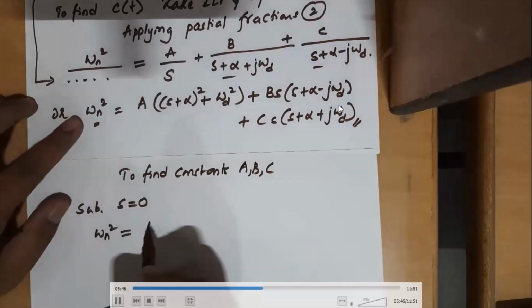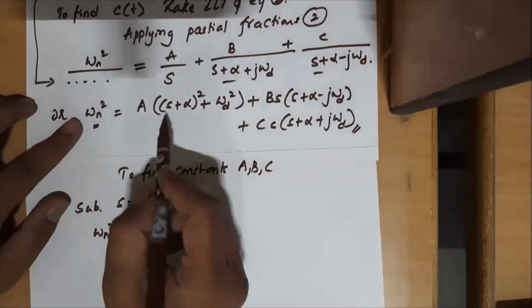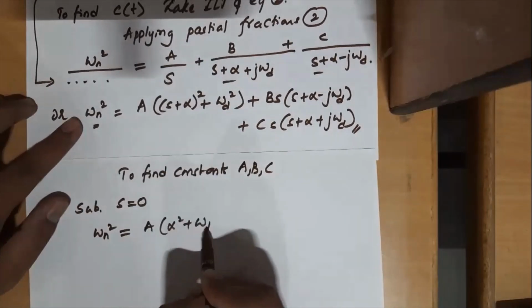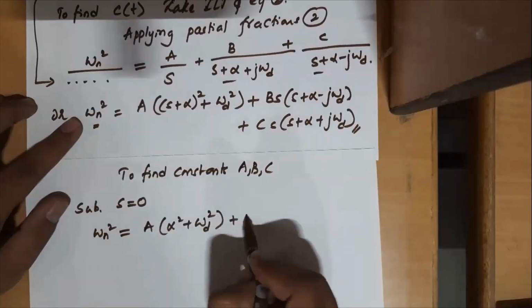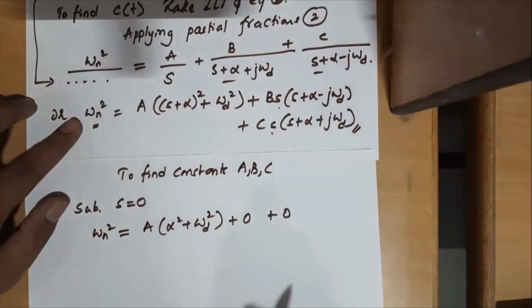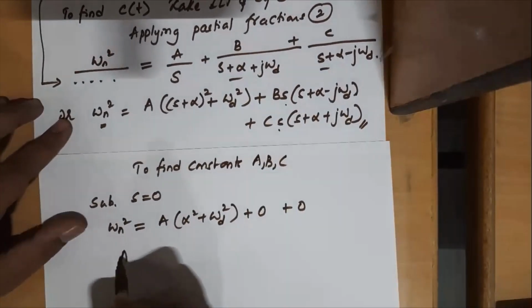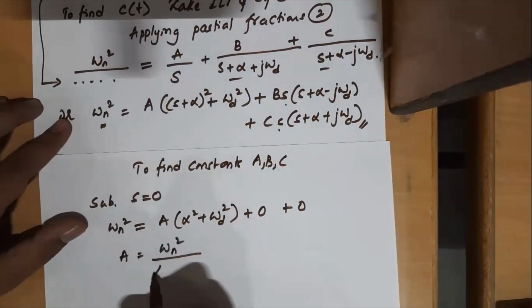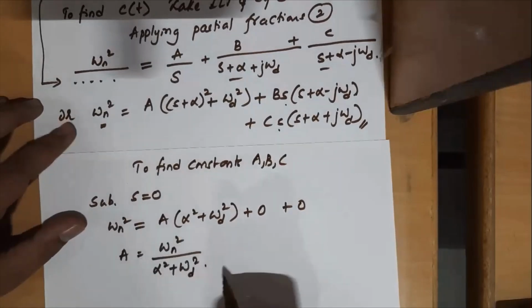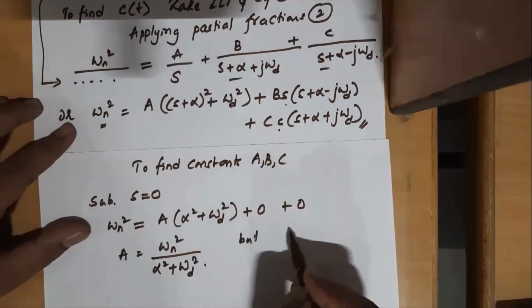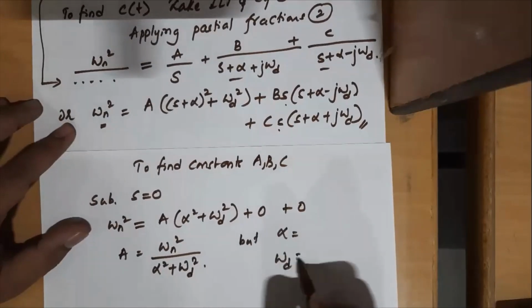Substituting s equal to 0 in this expression, we get omega n square equal to a times (alpha square plus omega d square). Similarly, b and c will automatically be 0. So a is equal to omega n square divided by alpha square plus omega d square. But we have made a substitution for alpha and omega d.